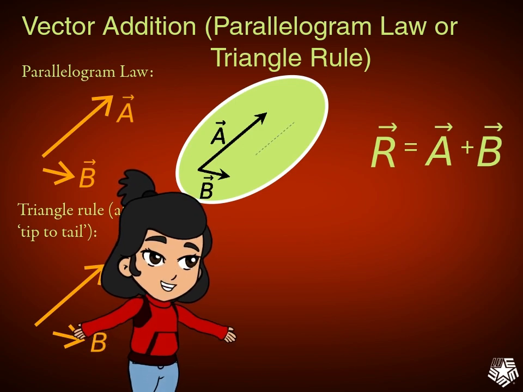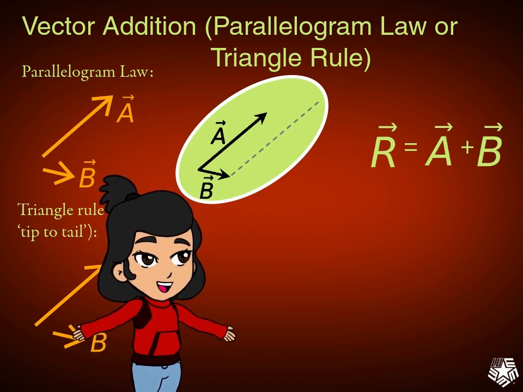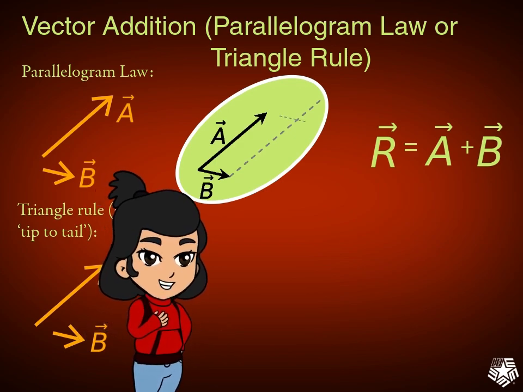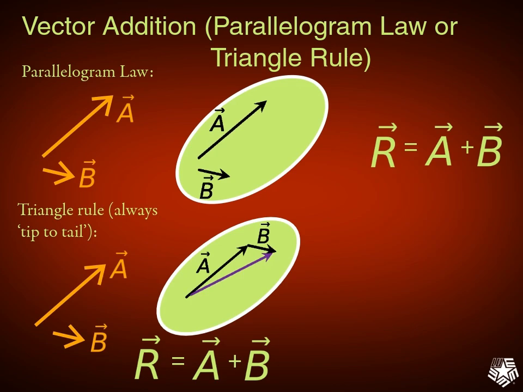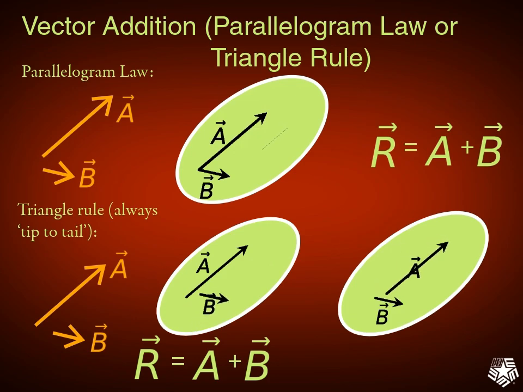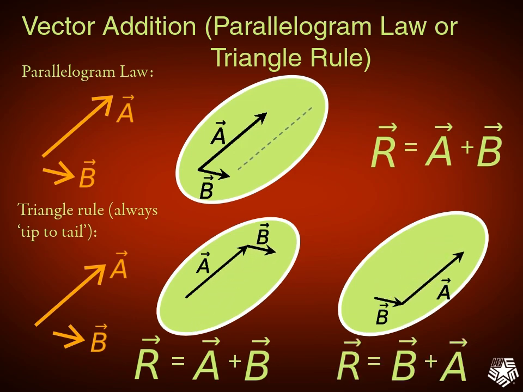If instead we want to use the triangle rule, we just need to keep in mind tip to tail, always tip to tail. That is, first you join force B at the tail to force A at the tip. Then draw a line from the tail of A to the tip of B. The resulting force, that's R. Similarly, you can join the tail of force A to the tip of force B. Again, drawing a line from the tail of B to the tip of A results in R. You should be aware that all of these methods result in the same magnitude of R.